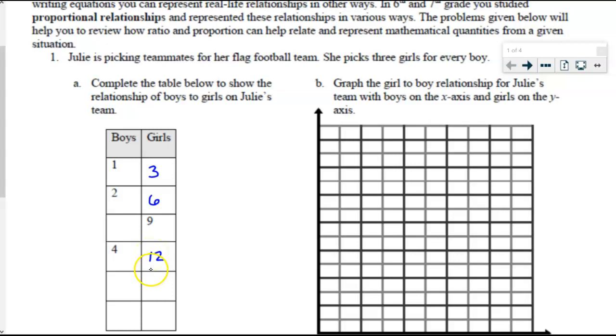I'm sure that at this point you notice enough of a pattern, so can you use that pattern? What if Julie chose 9 girls? How many boys would she have chosen for that? Yeah, 3. How did you get that? Tell me what you're doing in your head. What relationship are you observing? Gabe?